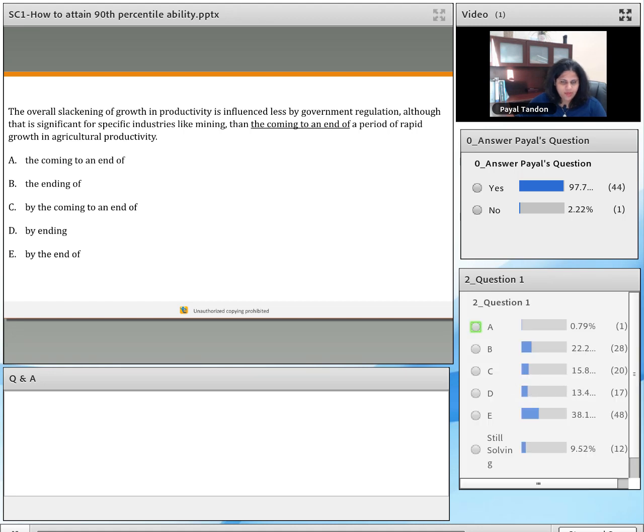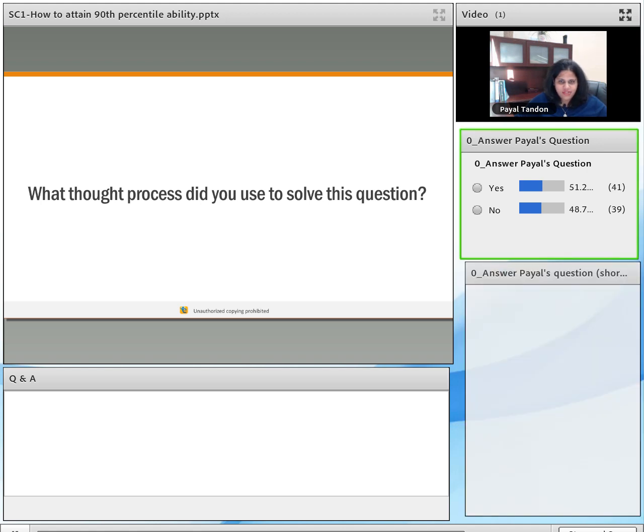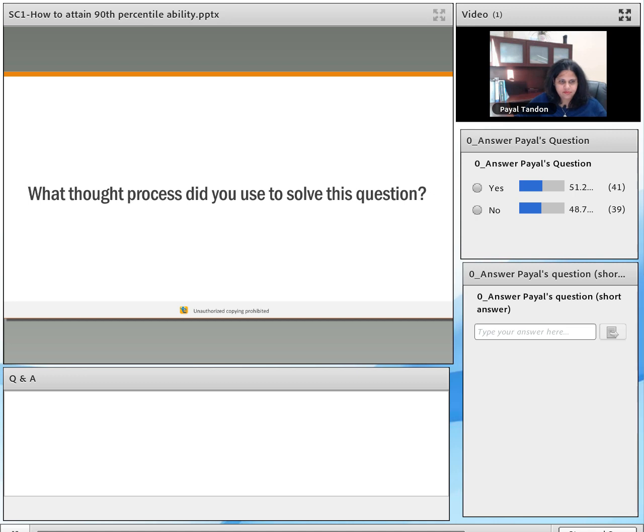Okay, how many of you are confident about the answer choice that you selected? Okay, about half of the class is confident, the other half is not. All right, so what is the thought process or method that you used to solve the question? I'm not going to give you the correct answer just yet. Walk me through the method that you used.